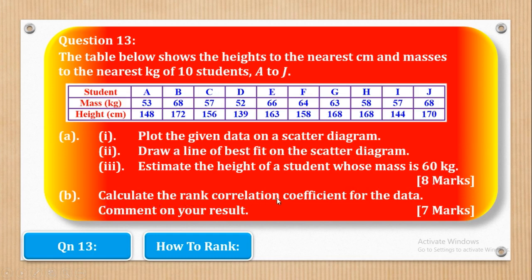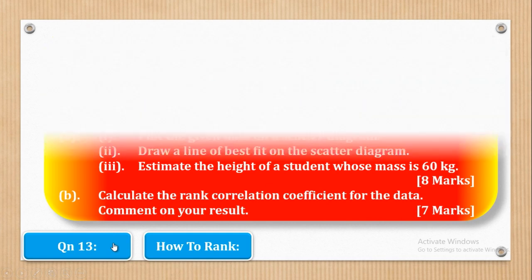Calculate the rank correlation coefficient for the data. Comment on your result, and those are 7 marks. So in total there are 15 marks. Now let's see how those marks can be got without leaving any.